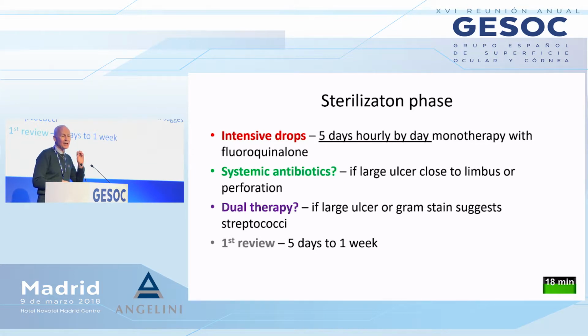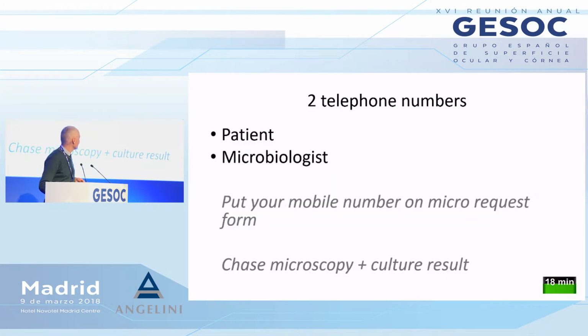You can liaise with your microbiologist 2 to 3 days out. They will have their culture results at that point, and that's reassuring for you and reassuring that you're on the right track. But you don't actually need to see the patient for 4 or 5 days. 2 very important telephone numbers you need, the patient's telephone number and your microbiologist's telephone number, because communication is extremely important in the safe treatment of corneal infection. Very basic point, but very important.